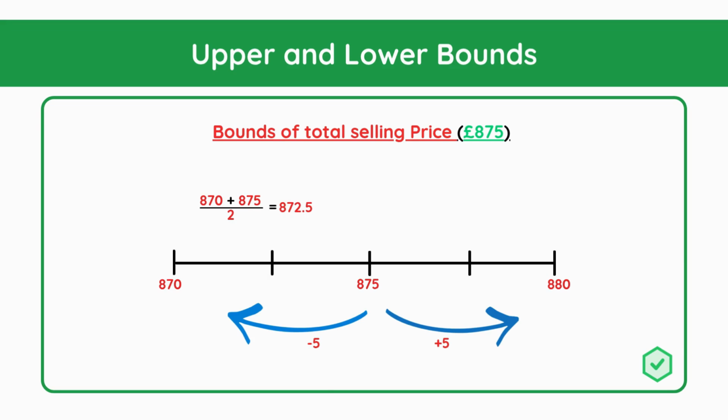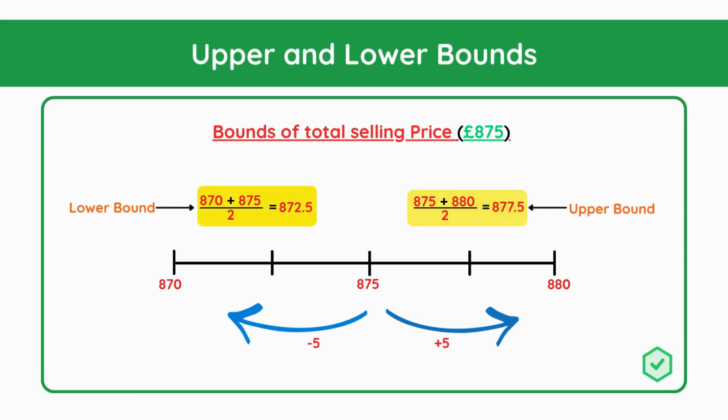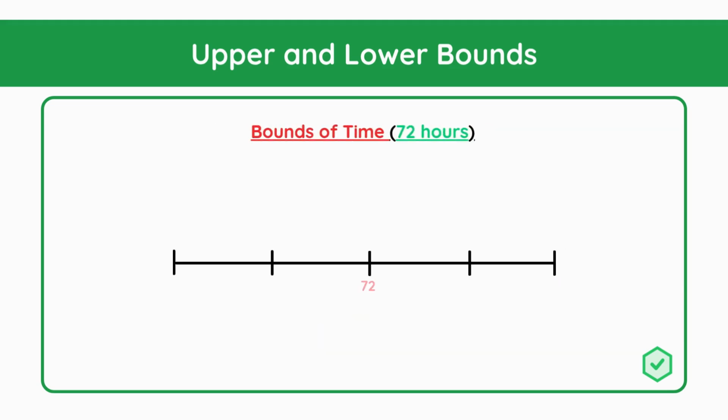The upper bound is the midpoint between 875 and 880. 875 plus 880 divided by 2 equals 877.5. So the lower bound of the selling price is 872 pounds and 50 pence and the upper bound is 877 pounds and 50 pence. Finally, for the time taken, 72 hours, correct to the nearest hour.